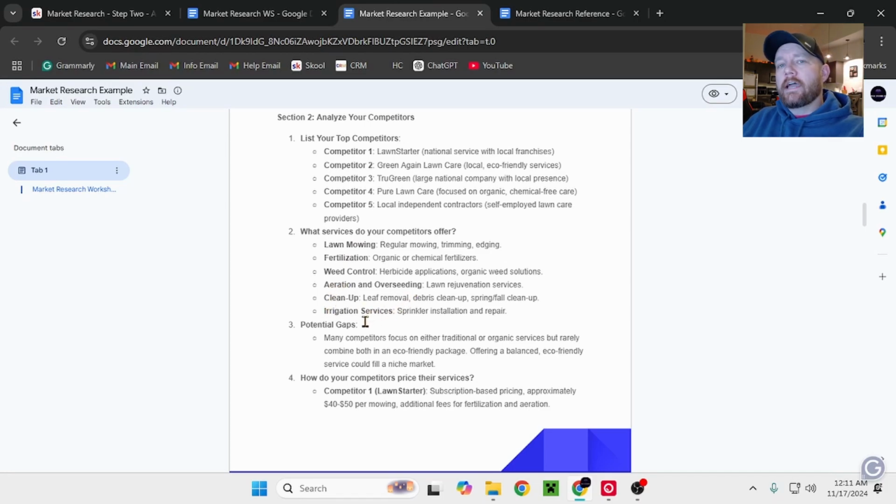And then what potential gaps did I find with my competitors, a service that's in demand from your customers or the market itself? Many competitors focus on either traditional or organic services, but rarely combine both to have an eco-friendly package offering a balance of eco-friendly services. This could fill this particular niche in this market. So finding a potential gap is huge, because if you offer a service that no one else offers, everybody's got to come to you for it.